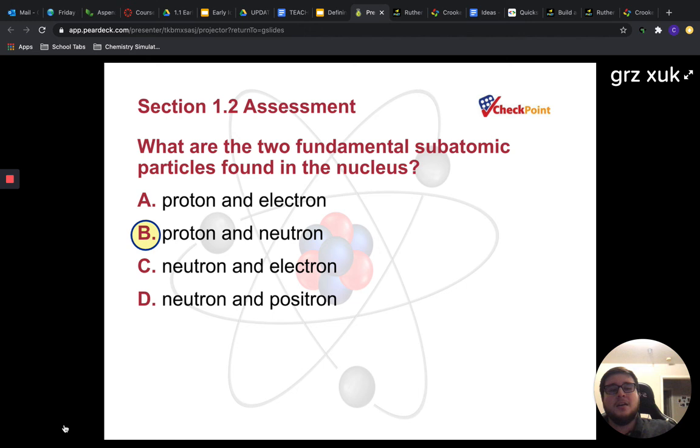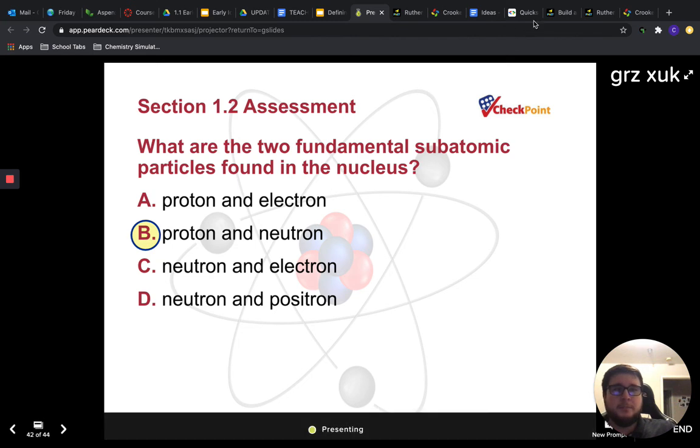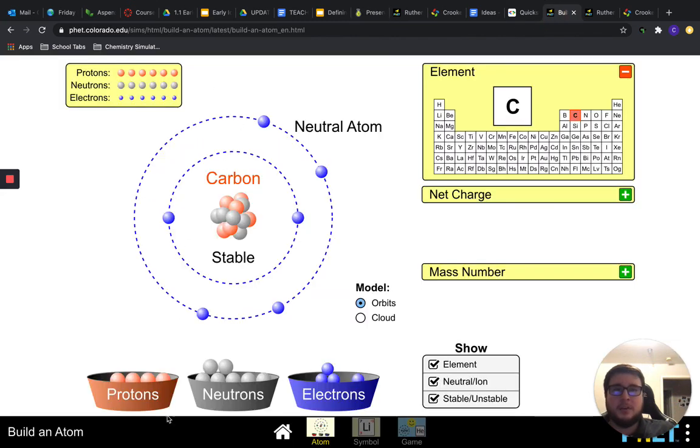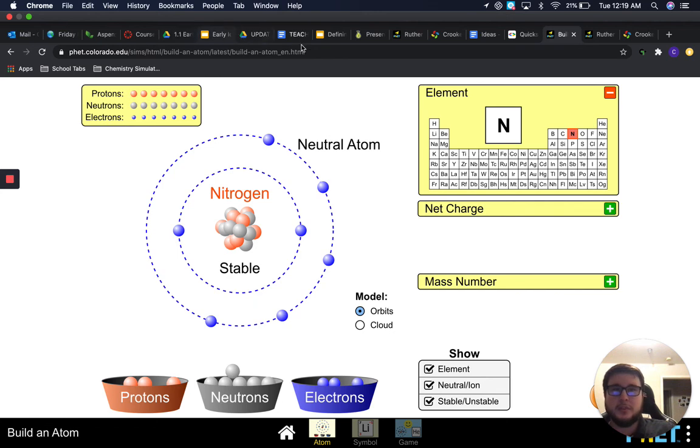If not, go back and review what the experiments were, what the discoveries were, and maybe play around with this build an atom simulation that we talked a little bit about yesterday. And you can see I can put neutrons in the nucleus and I can put protons in the nucleus, but if I put an electron in the nucleus, it just goes to the outside. Okay, so play around with those things. Simulations are very good.